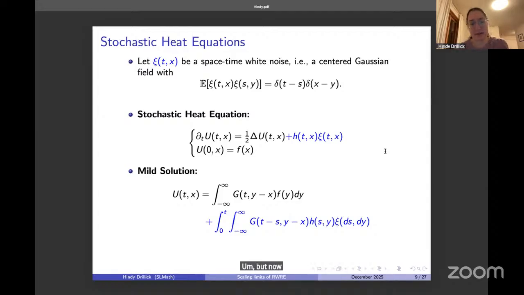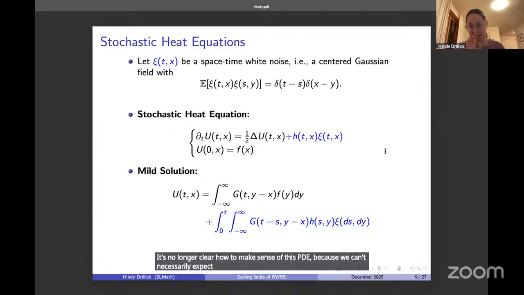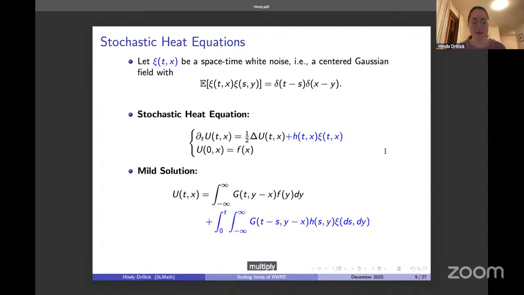But now, of course, the space-time white noise is a rough object, and it's no longer clear how to make sense of this PDE because we can't necessarily expect things to be differentiable once we multiply them with a space-time white noise. But it turns out that we can use the same Duhamel form that we saw in the previous slide to give a definition for what it means to solve the equation. So we can write out the Duhamel form, where now we're integrating against this stochastic forcing term, and we can define this to be the solution to the SPDE. So we say that u is a mild solution if it solves this integral equation given by the Duhamel principle.